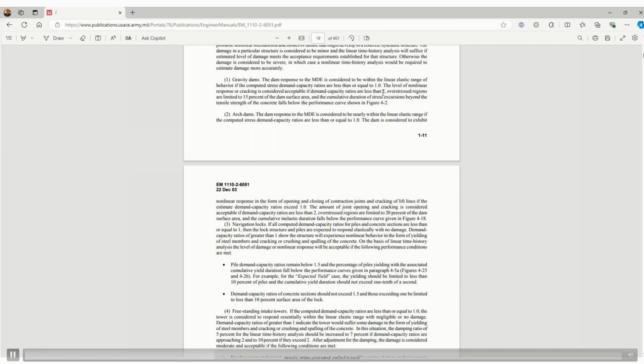I mean, we have to carry out the nonlinear analysis, but there is a criteria for that also: overstress regions are limited to 15%. If the overstress regions are more than 15%, that means if the DCR is more than 2 in more than 15% of the dam surface area, then we have to check the cumulative duration of stress exertions, in what time cycles, and up to how much duration those are exceeding this value of 2.